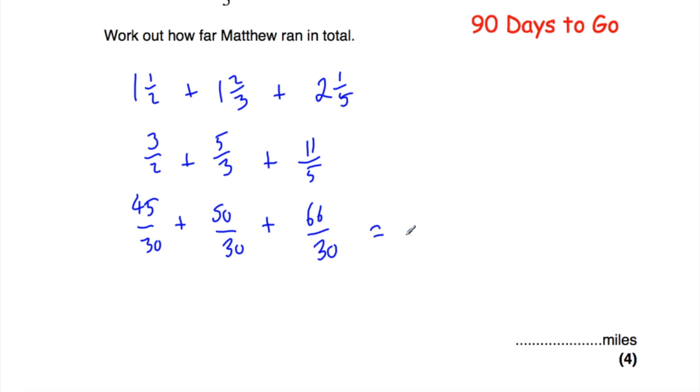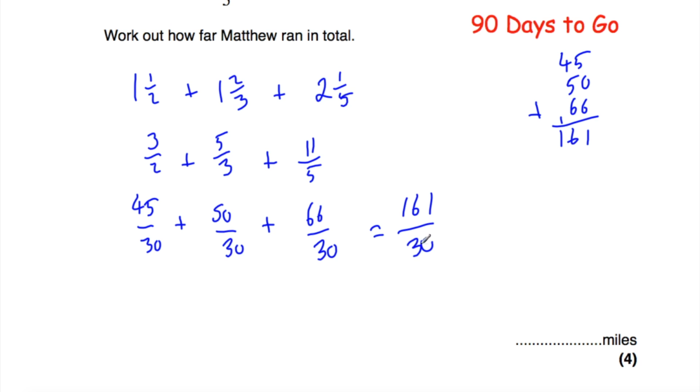So our answer will be over 30. Let's just find the numerator: 45, 50, and 66, and let's add them up. 5 plus 0 is 5, plus 6 is 11. So 1, carry 1. 5 plus 4 is equal to 9, plus 1 is equal to 10, plus 6 is equal to 16. So it's 161 over 30.